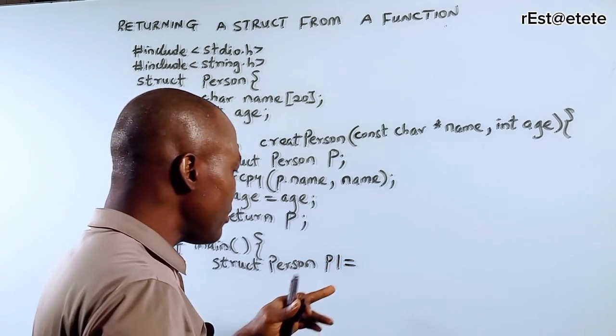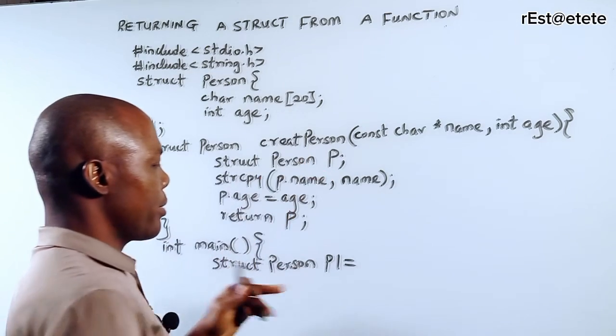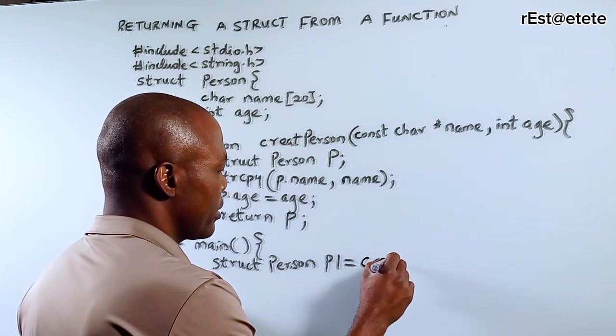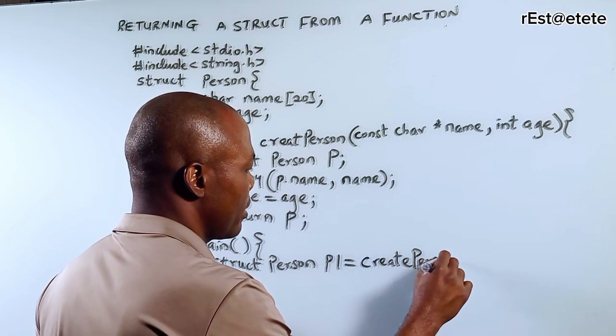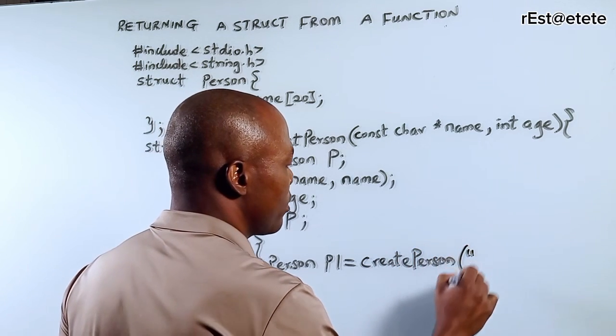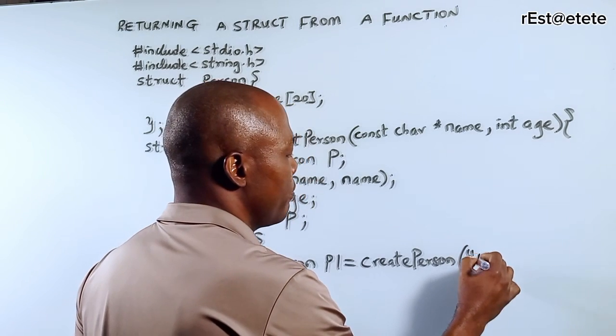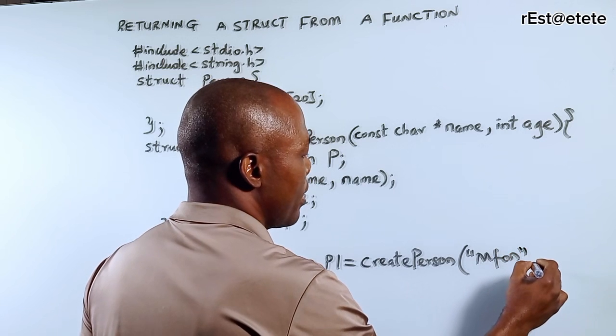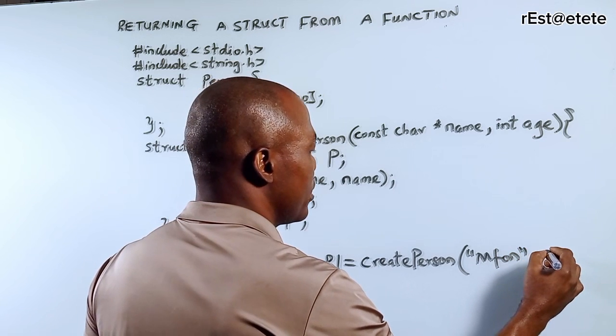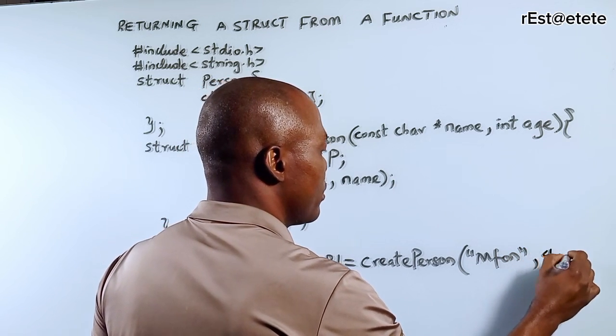And then I'm going to call this function here. So I will say createPerson, and then inside it I will supply a name and then age 40.